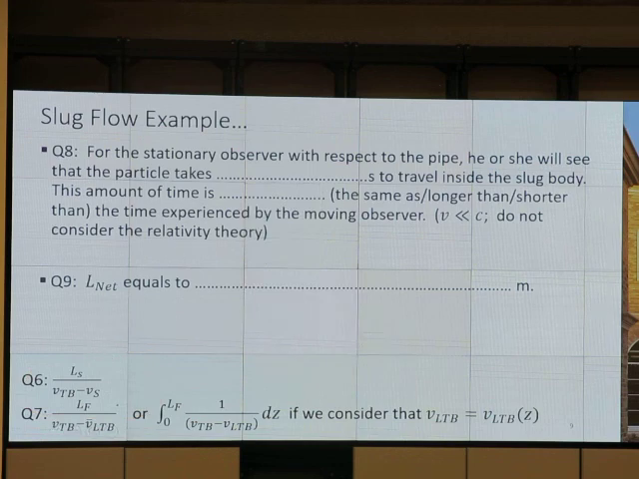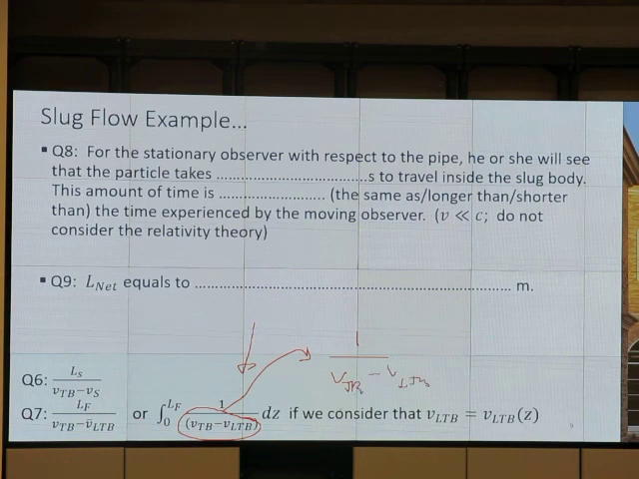Okay. If you don't want to put the bar on, you have to do some kind of integration. So look at this one. I integrate from 0 to LF. Let's say everything is constant and doesn't change with Z, I can take this out of the integration limit, right? And then I get 1 over VTB minus VLTB. And integrating 1 from 0 to LF gives me LF. So the answer matches this, right?